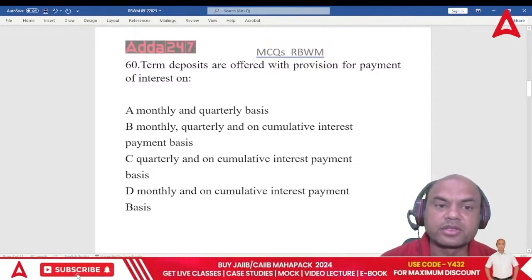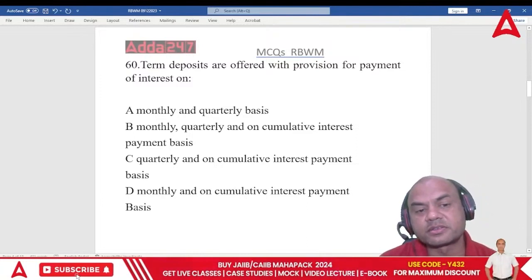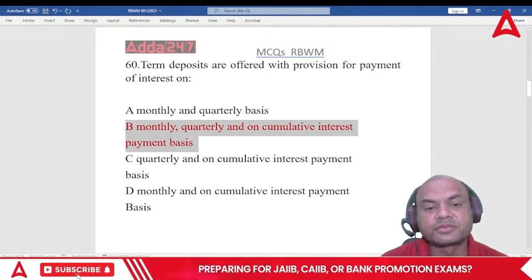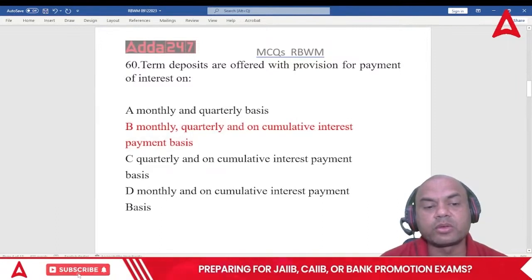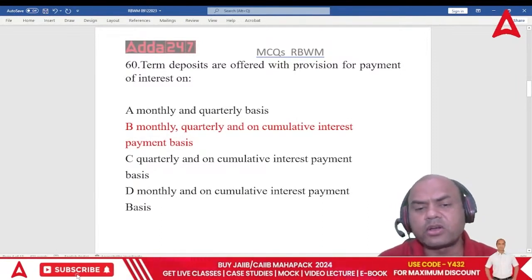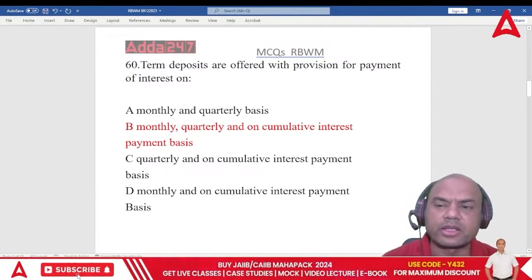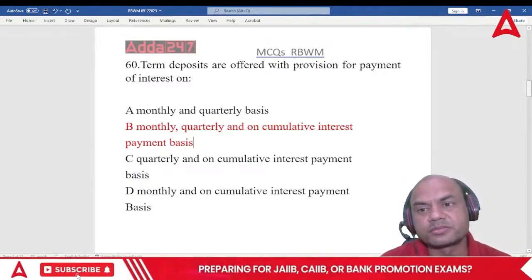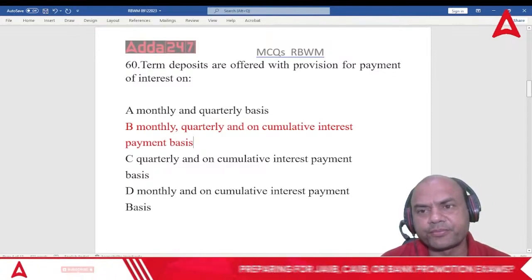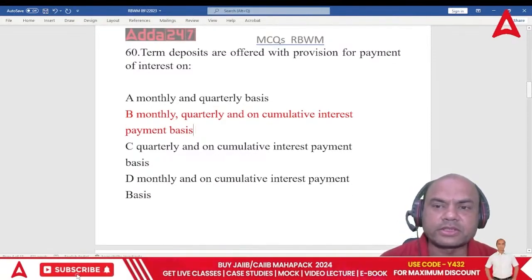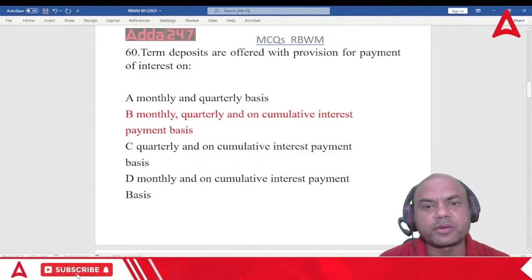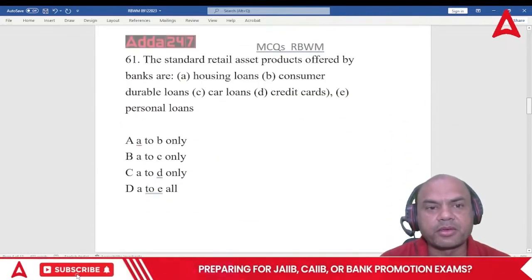So what is the answer? Yes. Answer is B, correct? Monthly, quarterly, and on cumulative interest payment basis. All of them, any of them, you can give the interest. I can give it on the daily basis. Who can stop me? As far as my software supports it, I can give it on the daily basis. What's the problem?